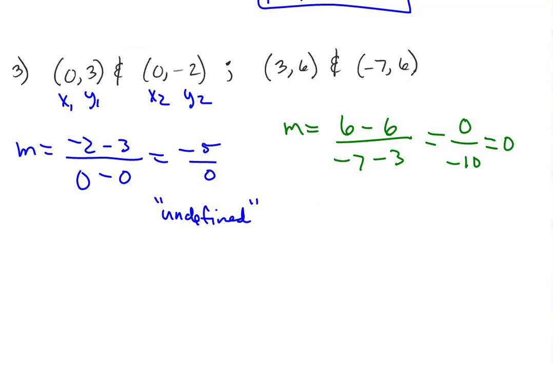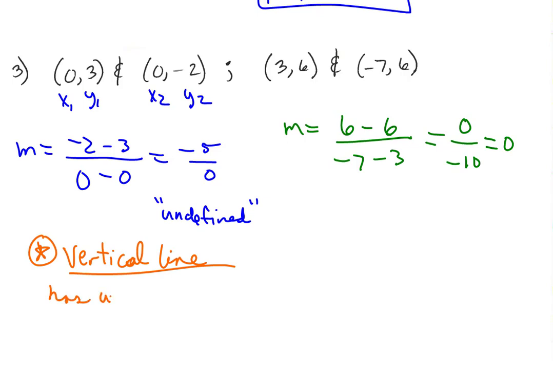Well, we have two special cases of lines here that we want to understand, and it's not obvious based on our definition of parallel and perpendicular that we wrote above. So we're going to use some additional definitions here. We'll define it as follows. A vertical line has undefined slope.